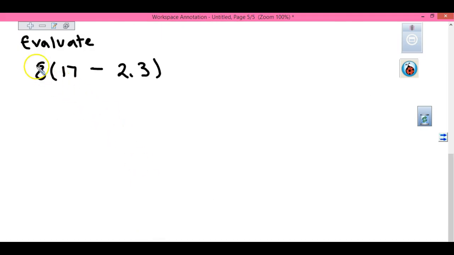If we have to evaluate 8 times (17 minus 2.3), we have to use order of operations because we have two types of operations. We have multiplication and subtraction. So do we have parentheses? Yes, we have parentheses. So let's start with our parentheses.